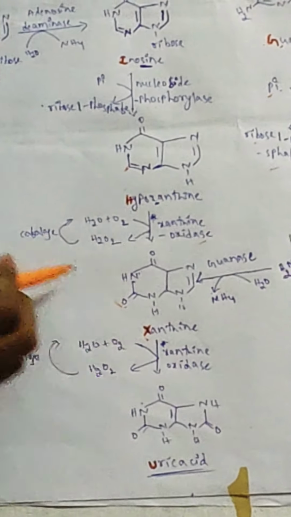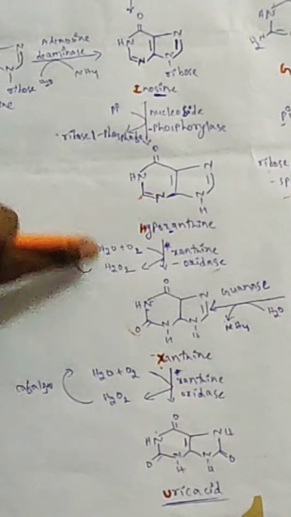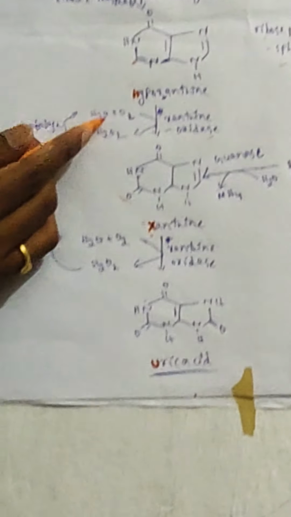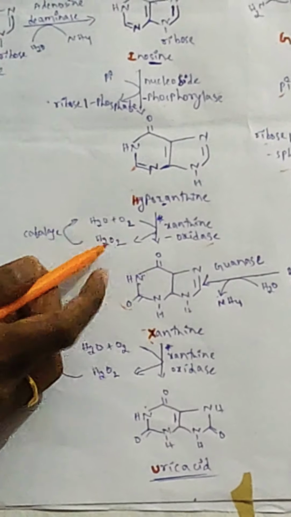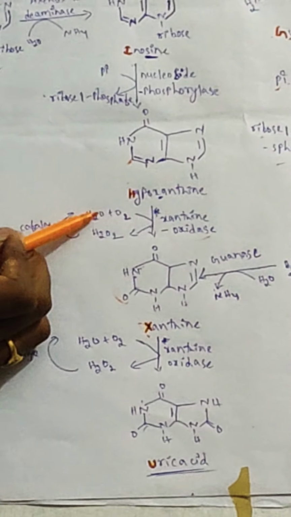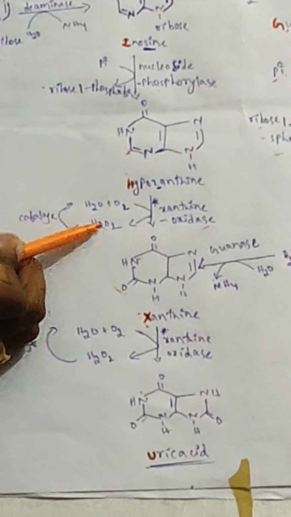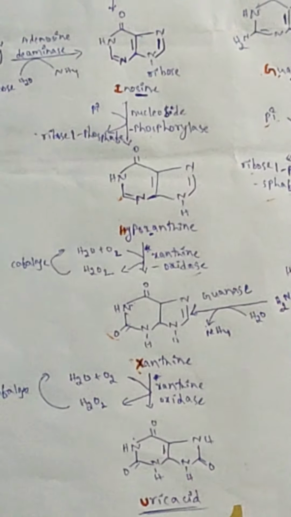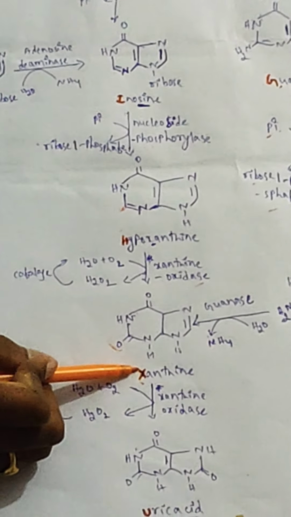Here an oxygen is added, right? So the molecule name is xanthine. The difference between hypoxanthine and xanthine is only this oxygen. How does xanthine oxidase add oxygen? You can see here H2O and oxygen combine to produce H2O2. How many oxygens are there? Here 1 and 2, overall 3 oxygens. In the form of H2O2 only 2 are there. The 1 remaining oxygen is added here, and hypoxanthine is converted to xanthine.